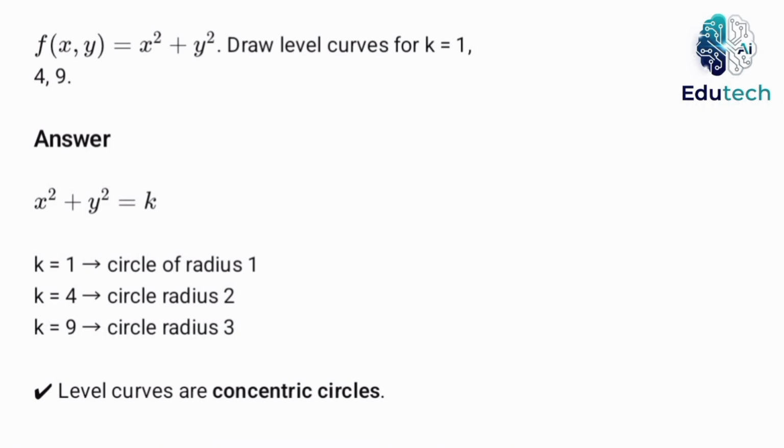f(x,y) = x² + y². Draw level curves for k is equal to 1, 4, 9. x² plus y² is equal to k. For k equal to 1, circle of radius 1. k equal to 4, circle of radius 2. k equal to 9, circle of radius 3. So the level curves are concentric circles. So we can move on to the last question.